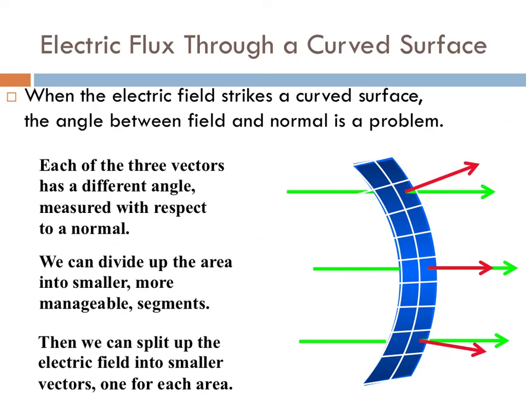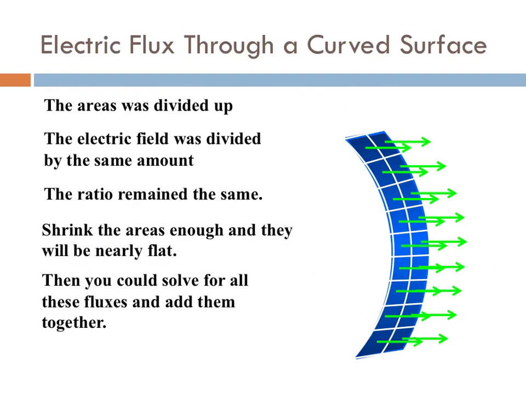So let's say that you're asked to solve for the electric flux through a curved surface. Well, when the electric field strikes a curved surface, the angle between the field and the normal is a problem. Each of the 3 vectors shown here has a different angle measured with respect to a normal. But we can divide up the area into smaller, more manageable segments. Then we can split up the electric field into smaller vectors, one for each area. Now, if the areas are divided and the electric fields are divided by the same amount, the ratio from area to electric field still remains the same. So we haven't exactly changed anything.